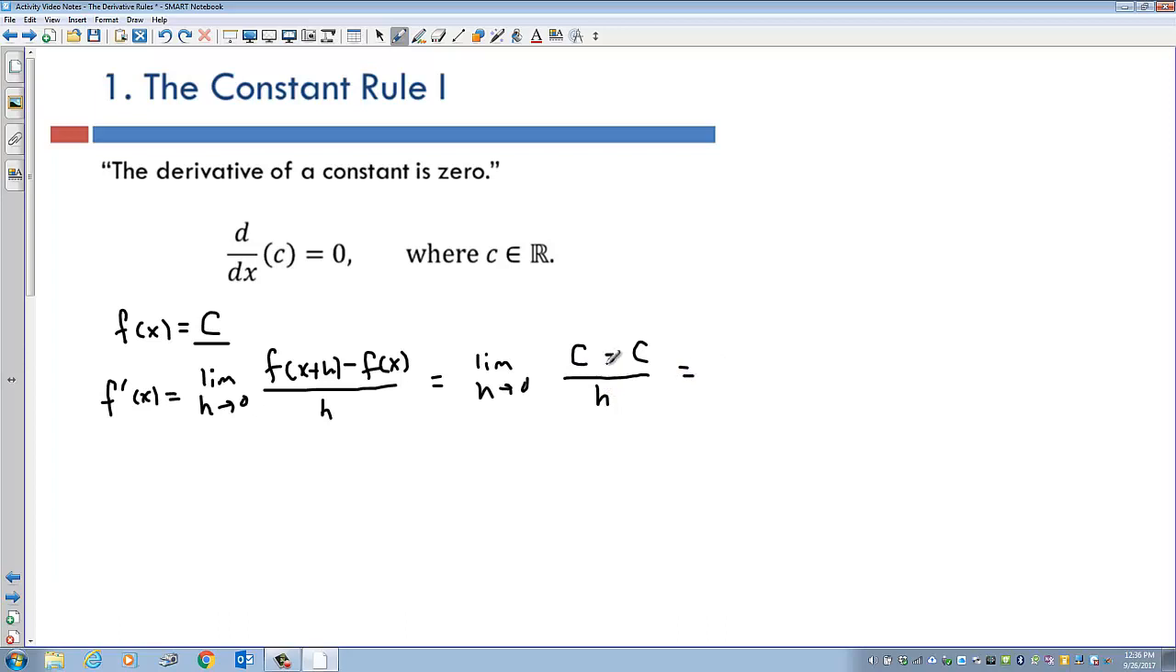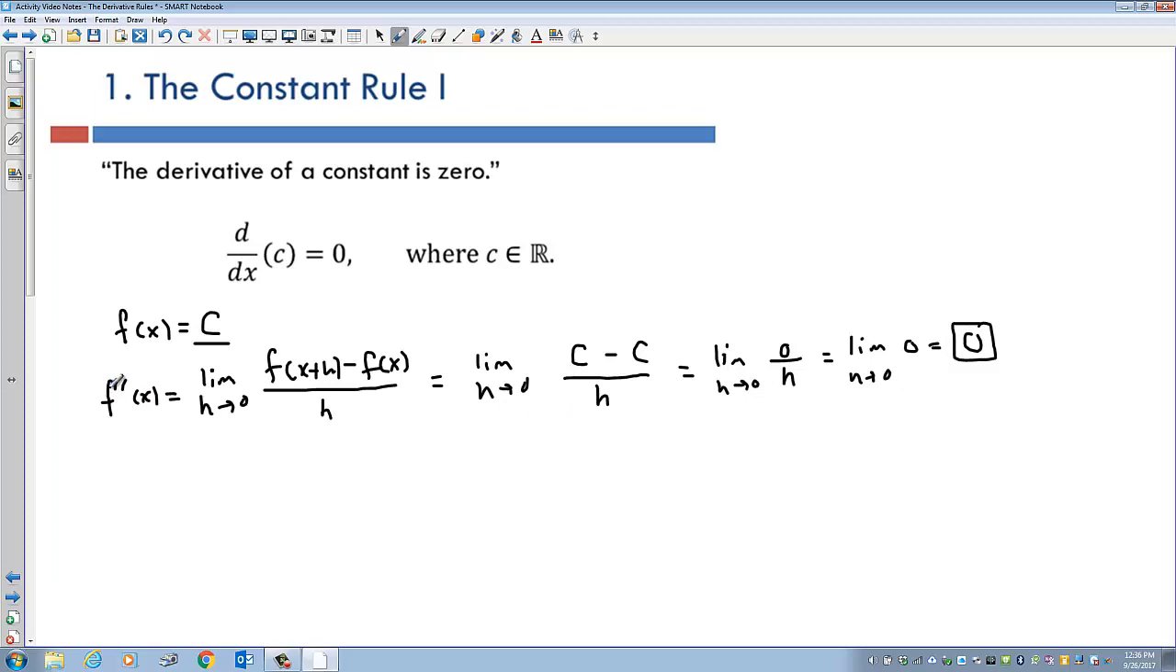Then c minus c is 0, so you get the limit as h goes to 0 of 0 on top and h on the bottom. Now remember, h is going to 0, so h is not actually ever 0. It's either a little bit bigger than 0 or a little bit smaller than 0, and 0 over any number that's not 0 is 0. So it's really just the limit as h goes to 0 of 0, and as h goes to 0, you get out the number 0. And that's really why the derivative of a constant is equal to 0 by the definition of the derivative.